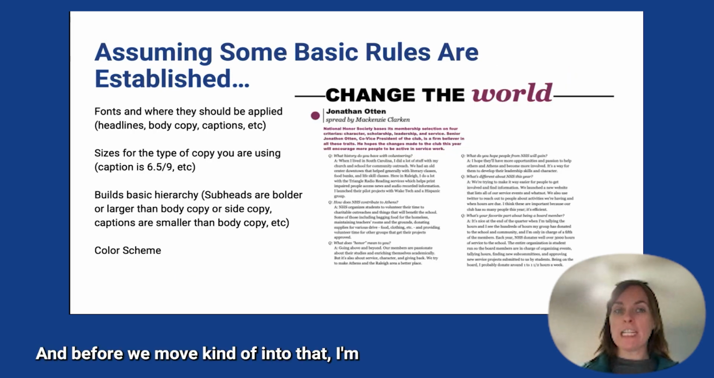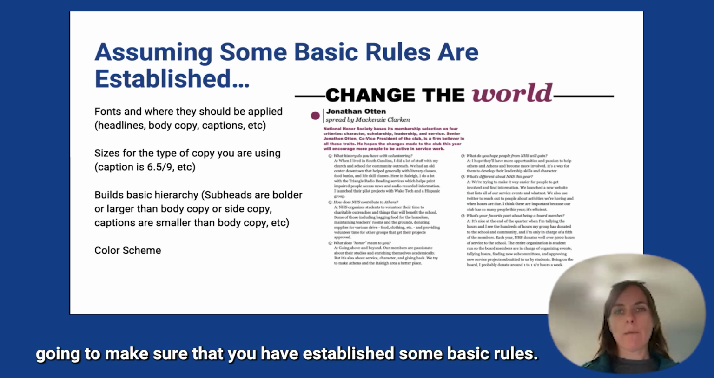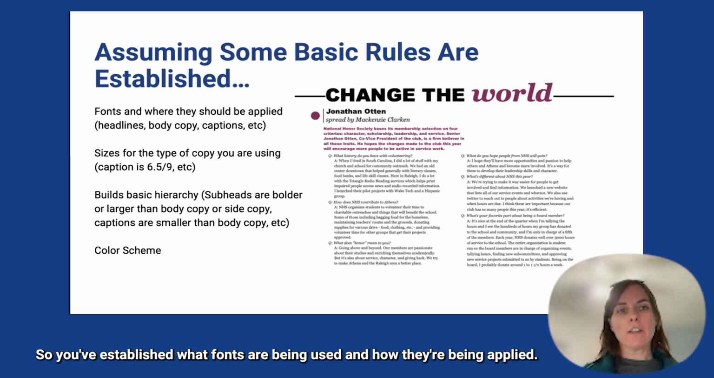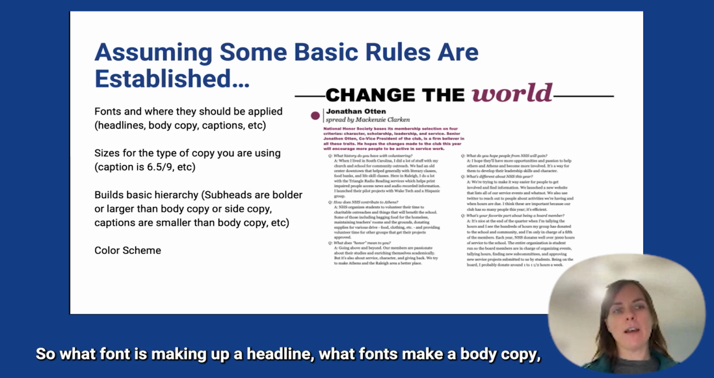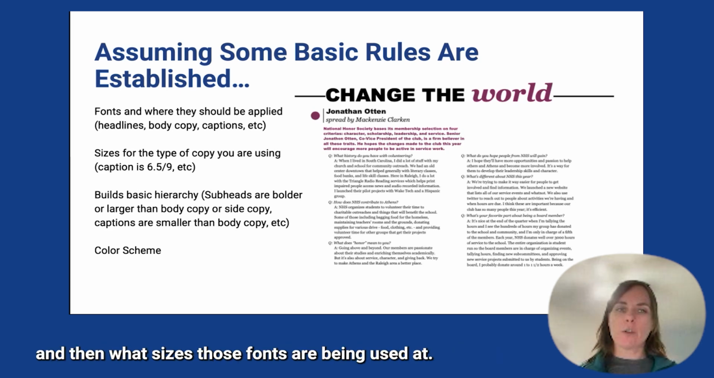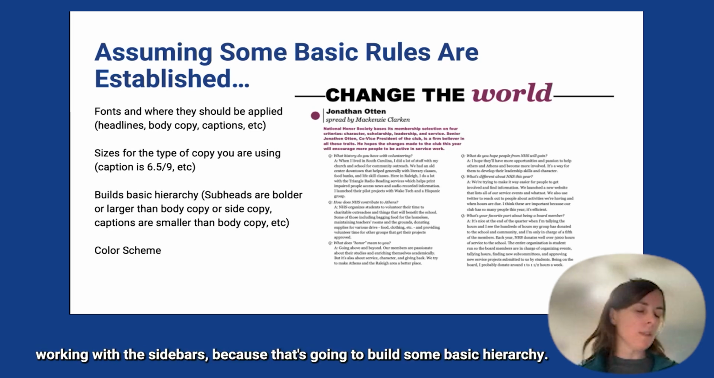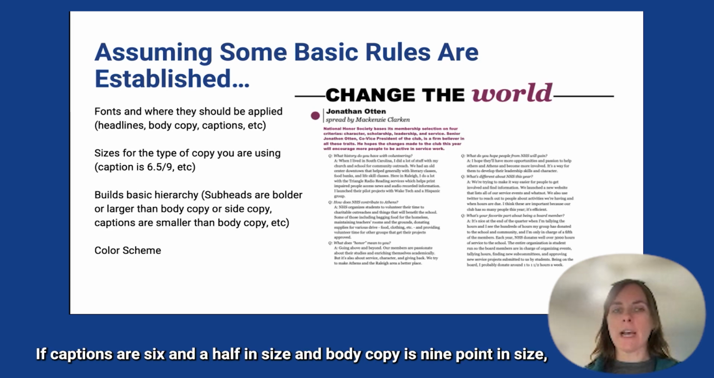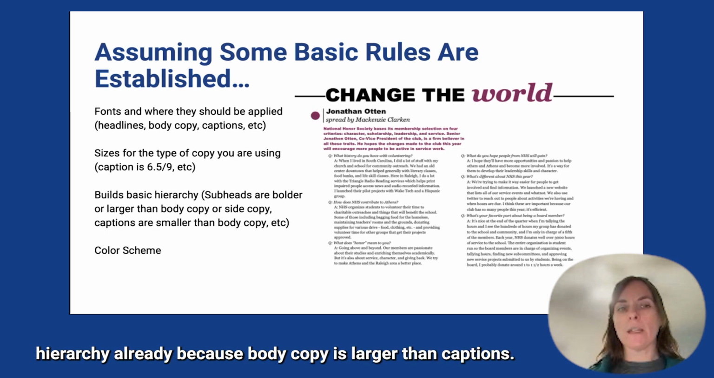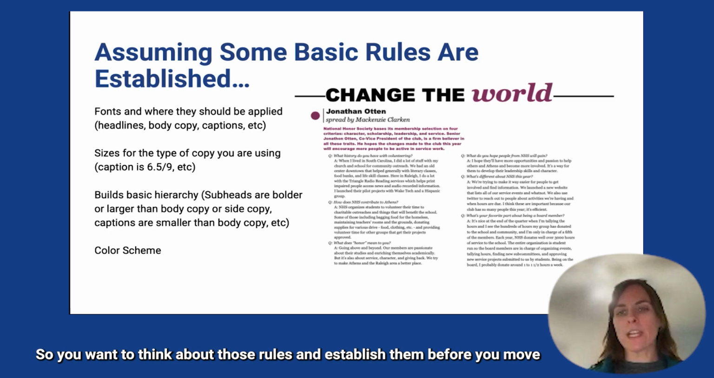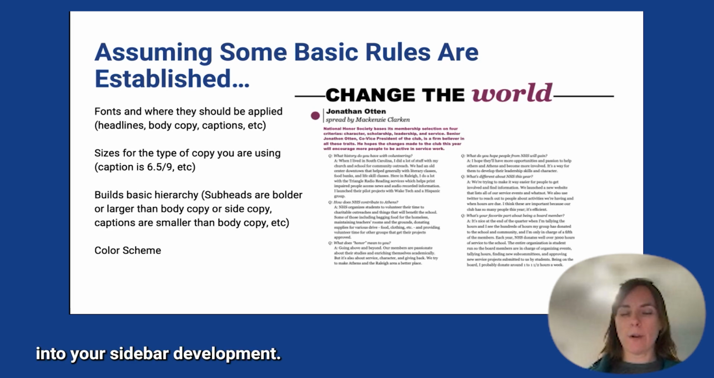And before we move into that, I'm going to make sure that you have established some basic rules. So you've established what fonts are being used and how they're being applied. So what font is making up a headline, what font's making up body copy, and then what sizes those fonts are being used at. We want to establish those in advance before we move into working with the sidebars, because that's going to build some basic hierarchy. If captions are 6.5 in size and body copy is 9 point in size, then you have an established hierarchy already, because body copy is larger than captions. So you want to think about those rules and establish them before you move into your sidebar development.